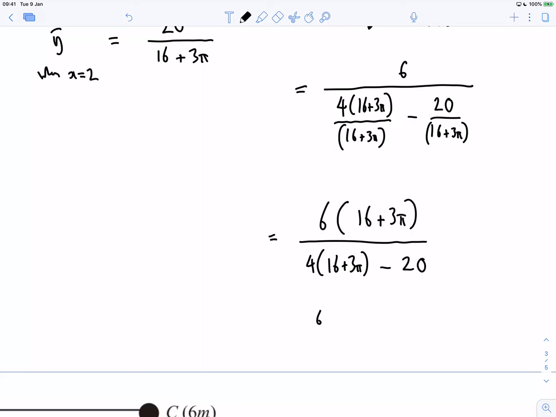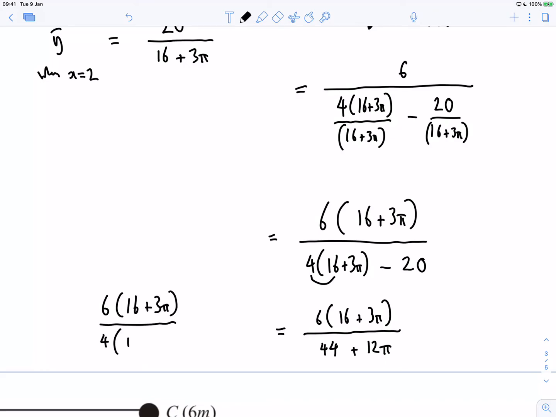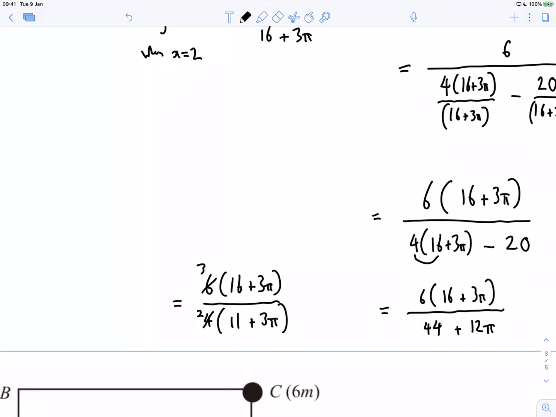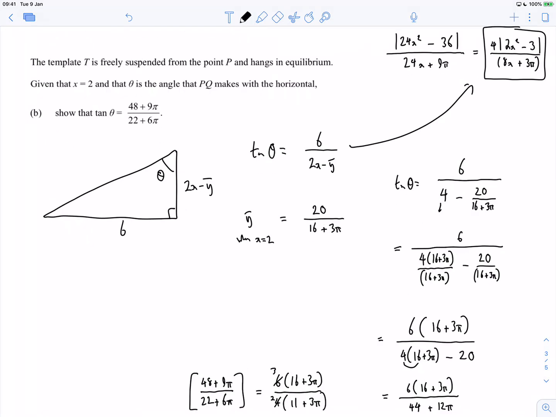Although, if I take 6 lots of 16 plus 3 pi on the top, and if I think about the bottom, 4 16s are 64, and if I minus 20, that becomes 44, and 4 times 3 is plus 12 pi. And then I look at the bottom, and 44 and 12 pi have a common factor of 4. So this is going to be 6 lots of 16 plus 3 pi all over 4 lots of 11 plus 3 pi. Is that right? Yeah. And then the 6 and 4 will cancel down somewhat to give a 3 and a 2. So now I can do 3 16s is 48, plus 3 lots of 3 is 9 pi, all over 2 times 11 is 22, plus 2 times 3 is 6 pi. So I'm looking for 48 plus 9 pi over 22 plus 6 pi, and we're done.